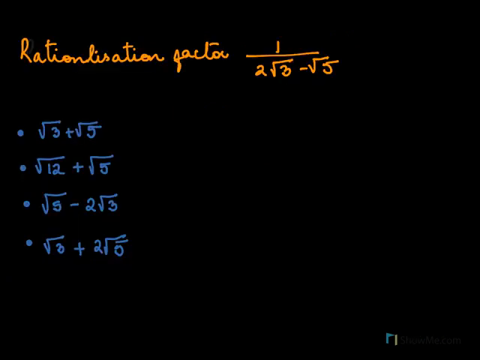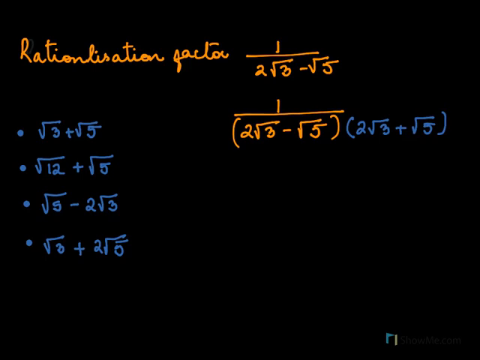The rationalization factor of 1 over 2 under root 3 minus under root 5. So we have 1 over 2 under root 3 minus under root 5. Now we know the rationalizing factor of a plus b is a minus b. So this is the rationalizing factor, equal to 2 under root 3 plus under root 5.